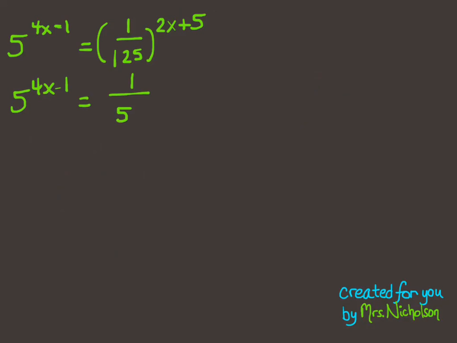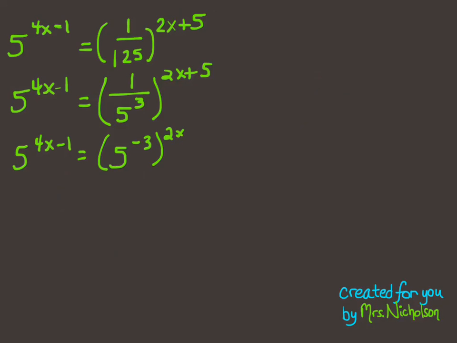5 times 5 is 25. And then if I multiply by 5 again, 25 times 5 is 125. So 125 is 5 to the 3rd. And then we're still raising that to the 2x plus 5 power. Now, if you remember, when I have a base with an exponent in the denominator, I can rewrite that as a negative exponent. And if I do that, then I end up with 5 to the negative 3 to the 2x plus 5. Now I have both sides of my equation with a base of 5. And since my bases are the same, I can set my exponents equal to each other.